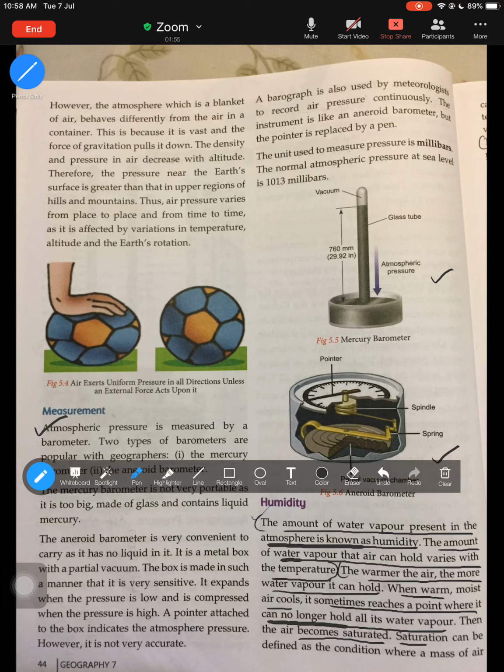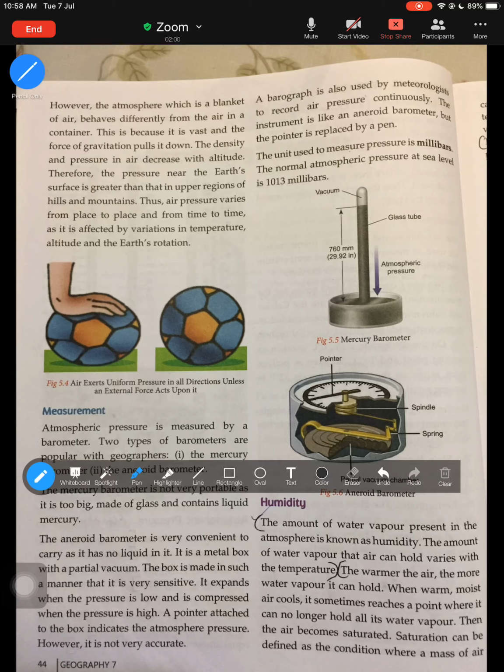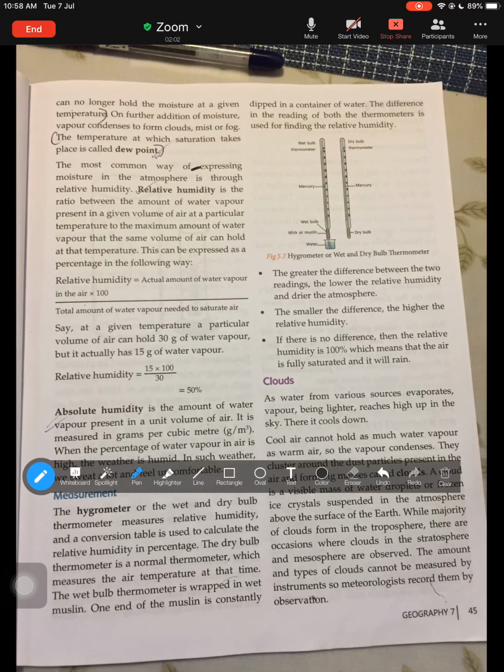So what is saturation? Please underline. Saturation can be defined as the condition where a mass of air can no longer hold the moisture at a given temperature. So saturation means a point where the air can no longer hold the moisture because it has cooled down. So remember that warm air can hold moisture. When the warm air cools down, it reaches a point that is known as saturation, where it can no longer hold the moisture.